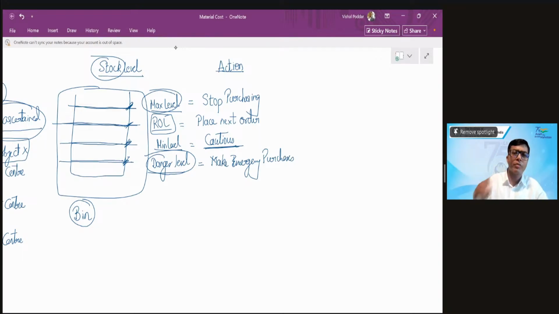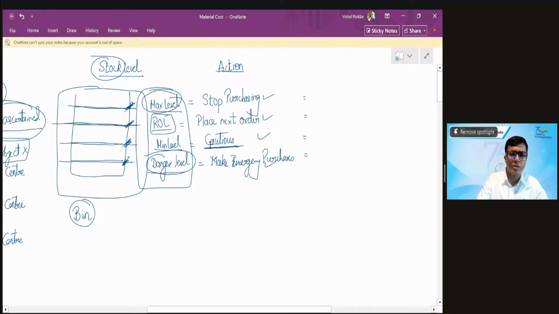Now, basically in the stock level question, what you are asked is mathematically, you have to simply calculate these levels. That's it. However, in reality, the purpose of stock level is you fix up all these levels, which are then put as markings on your bins. And then as your stock is moving up and down in the bin, you take these action points for each stock. This ensures that you always carry a proper stock. This is the purpose of the stock level technique. Now here it is simply calculating the different stock levels, right?